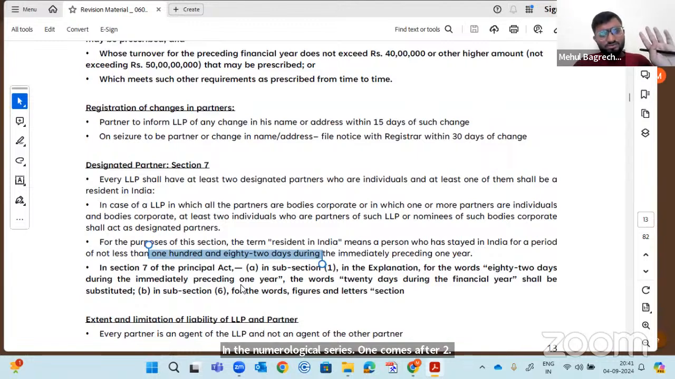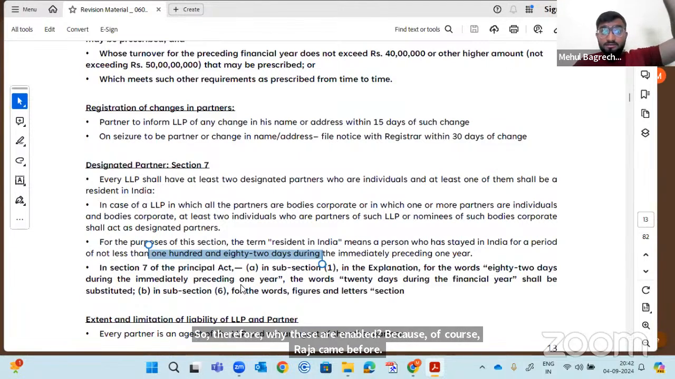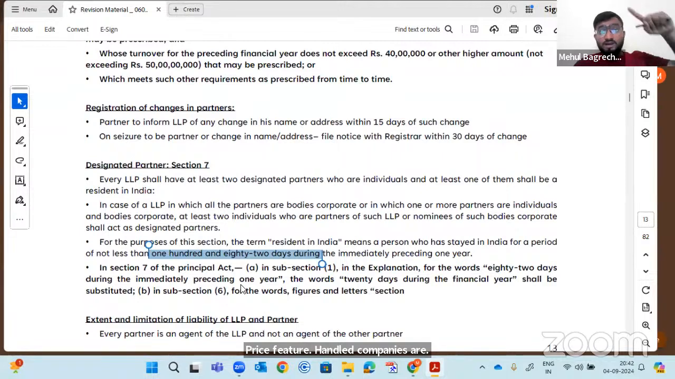Writing CA examinations only, no? 120 comes before 182. Clear, everyone? Same way, Rajdeep sir came before Mehul. Rajdeep sir handled Companies Act. Mehul is handling LLP. Companies Act you come across only at one place, that is OPC, where the requirement of 182 days or 120 days is there.